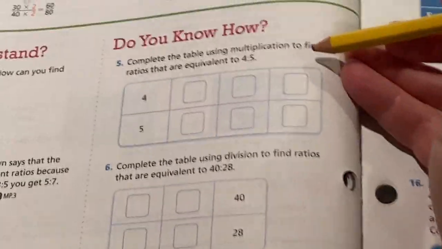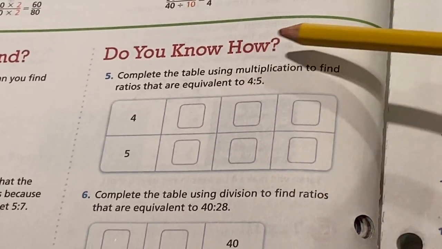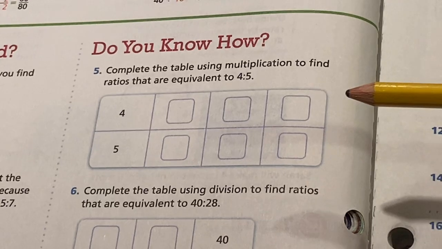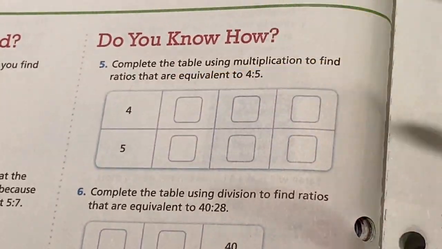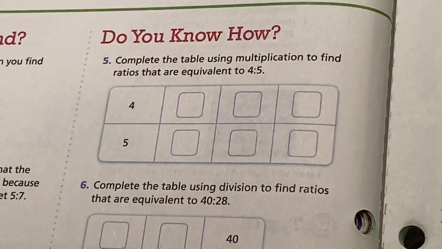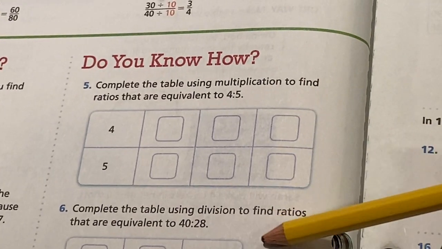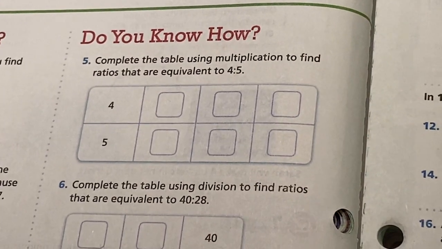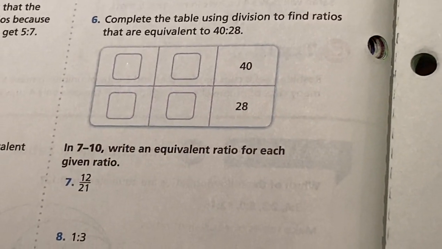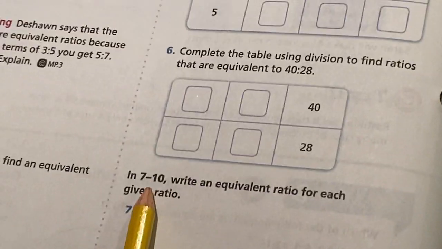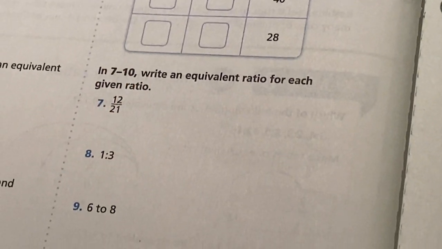Do you know how? Complete the table using multiplication to find ratios that are equivalent to 4 to 5. Okay, using multiplication. So remember, if you multiply both terms by the same non-zero number, you will get equivalent ratios. And this one, you're going to do the same thing, but you're going to use division. See how they set this table up so that this is at the end and you're going backwards because you're dividing.